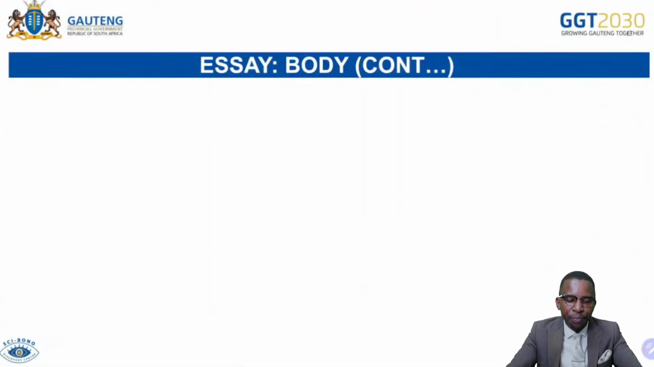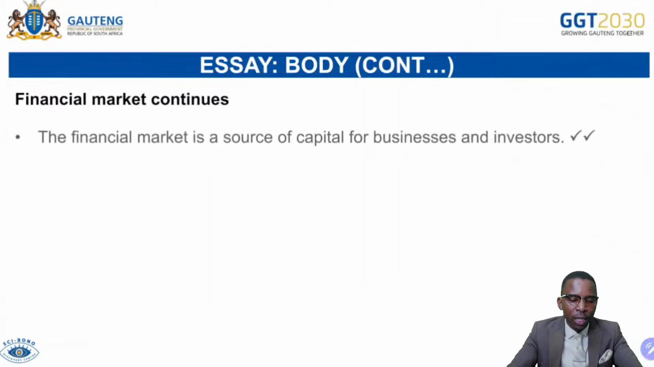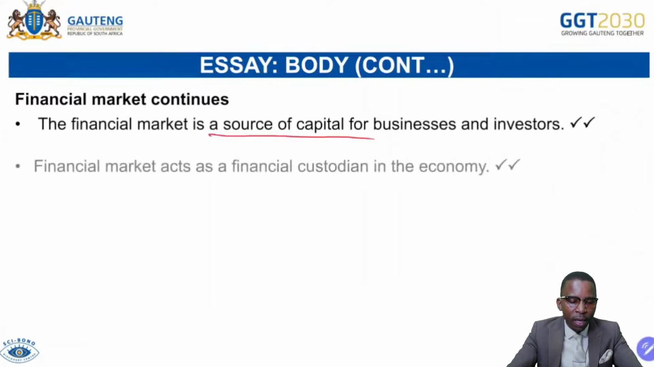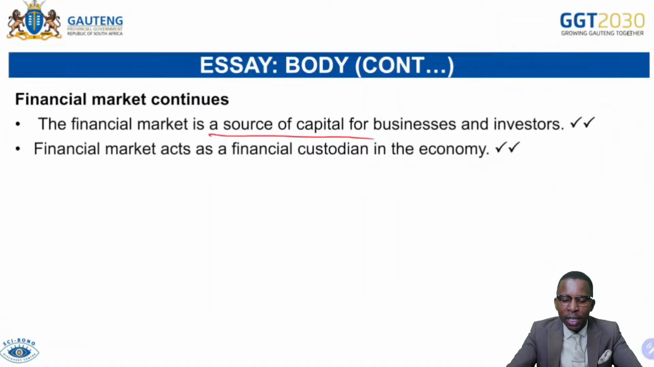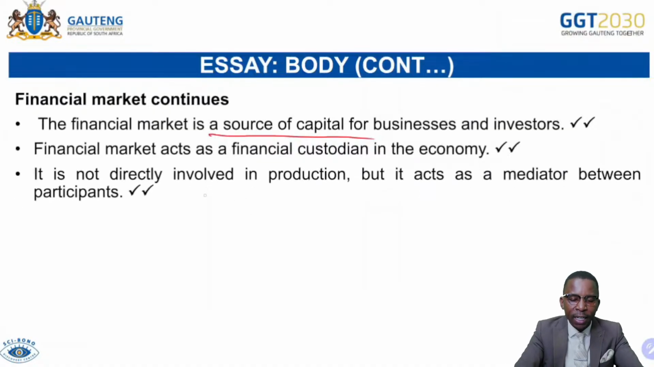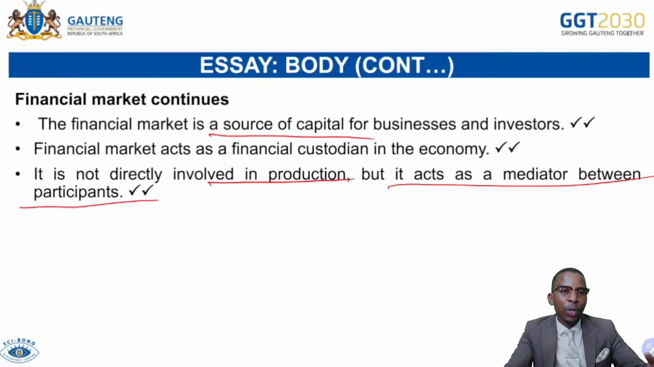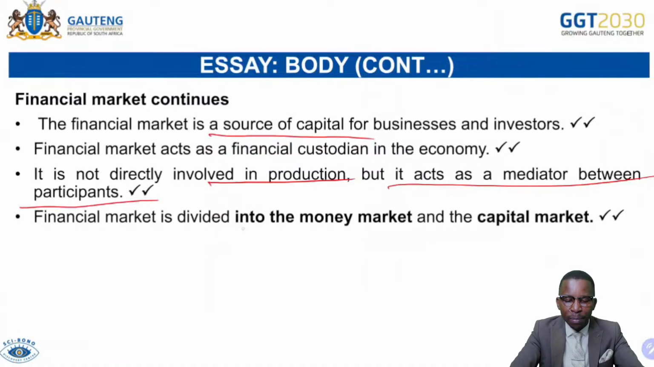Then we continue. Financial market continues. Financial market is a source of capital for businesses and investors. Financial market acts as a financial custodian in the economy. Then it is not directly involved in production, but acts as a mediator between participants, because for household to get money, they go to the bank. For business to get money, they go to the bank. So it becomes a mediator. Financial markets are subdivided into money market as well as the capital market.